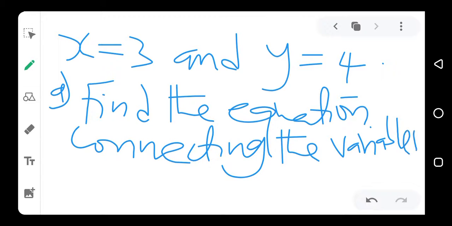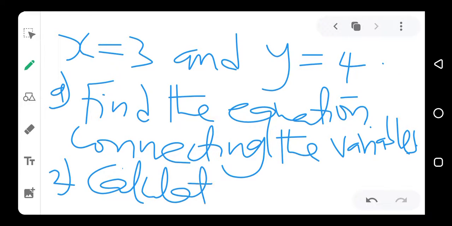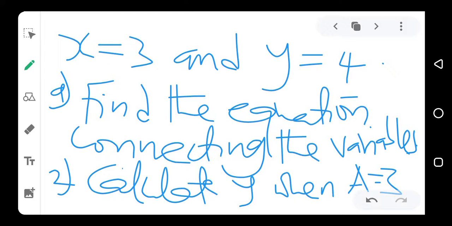Now 2. Calculate Y when A is equal to 3 and X is equal to 4.